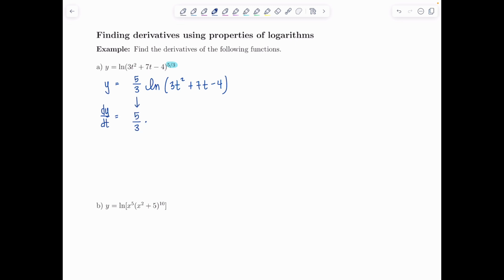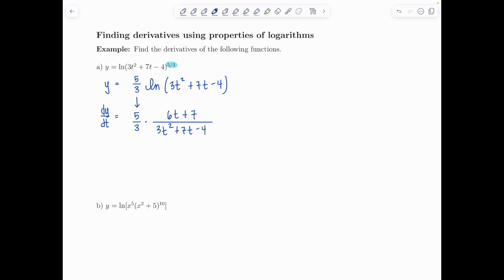Derivative of ln of something is 1 over the something. And then I'm going to teach you a shortcut. Instead of doing times the derivative of the something off to the side, we're just going to automatically put it in the numerator. So the derivative of 3t squared plus 7t minus 4 is 6t plus 7. Oh yeah, it's a good little shortcut, isn't it?